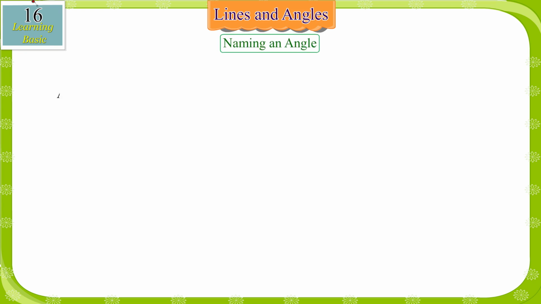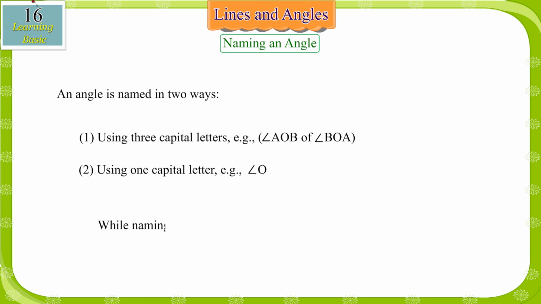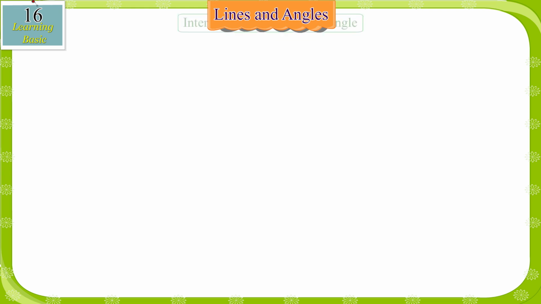Naming an angle. An angle is named in two ways: using three capital letters, for example angle AOB or angle BOA, or using one capital letter, for example angle O. While naming an angle, the name of the vertex of the angle is always written at the center.